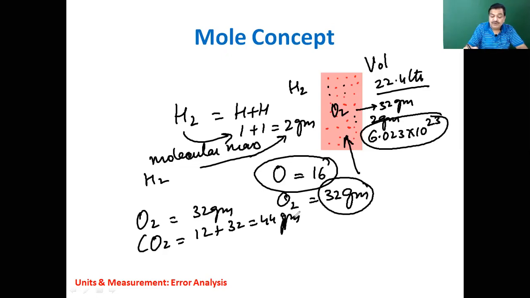Got it? If you take 44 grams of carbon dioxide, that makes 1 mole of carbon dioxide. So it is called the gram atomic or molecular weight of that atom or molecule, and that is equal to 1 mole of that substance.